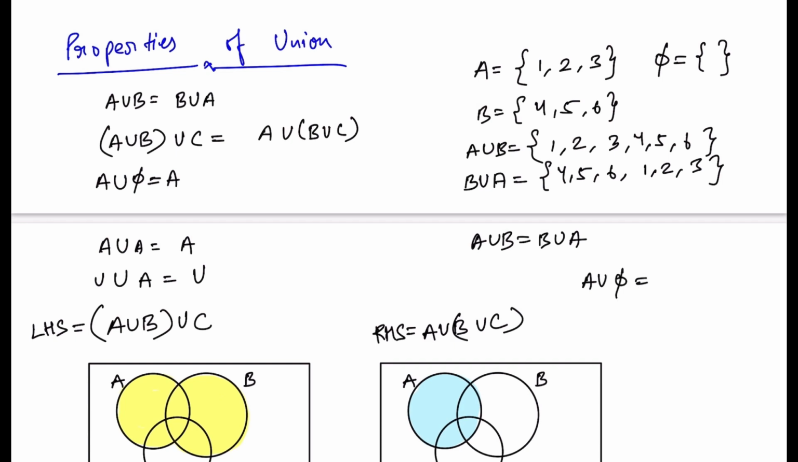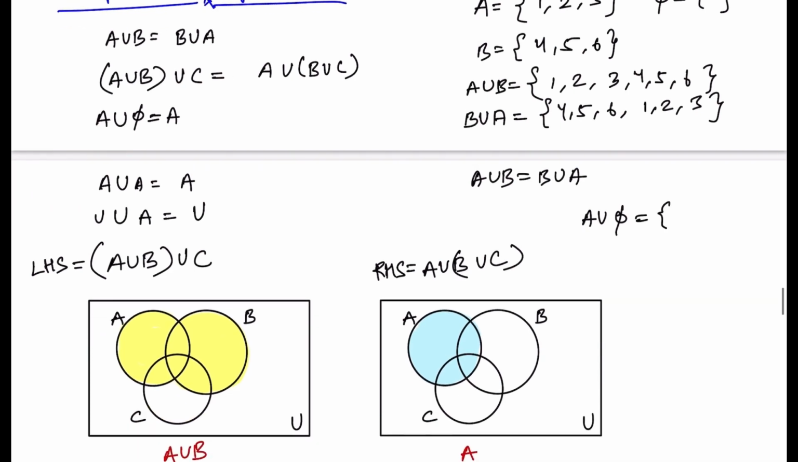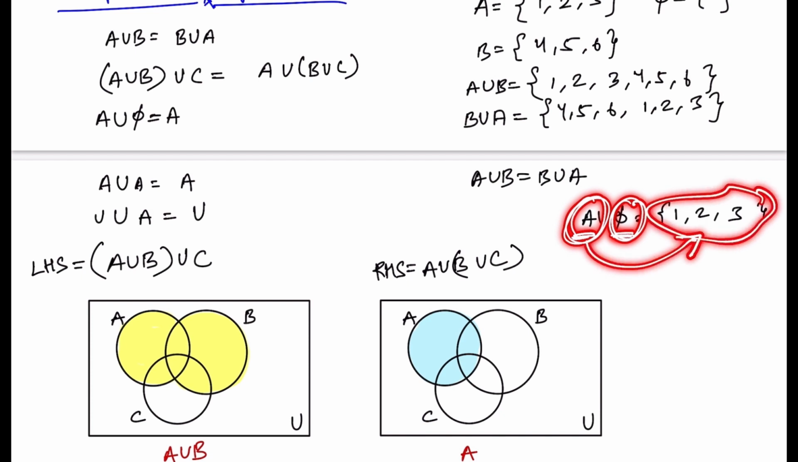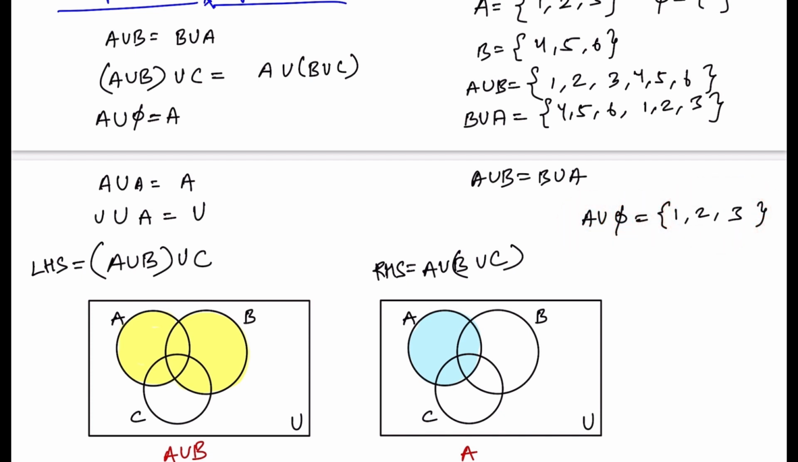Union means elements of A as well as elements of phi. But there is no element in phi because phi is a null set. So in the union there will be elements of A itself, not more than that. In union, we write all the elements of the first set and all the elements of the second set, but phi has no element, only A has elements. That means A's elements will be in this set, so this set will be equal to A every time.